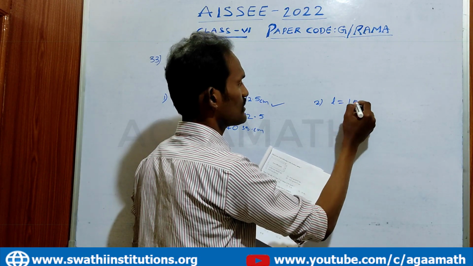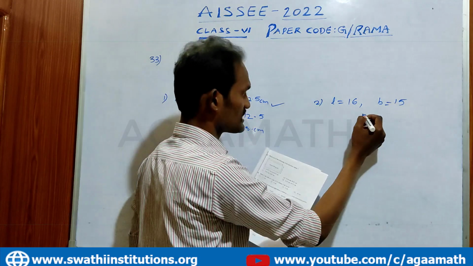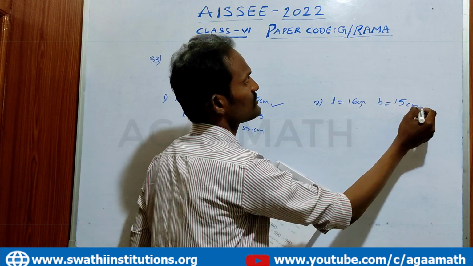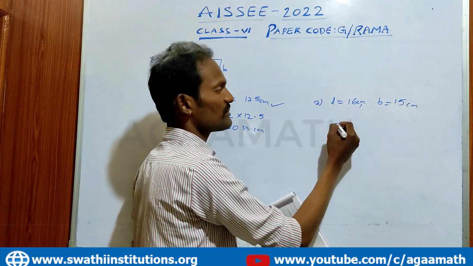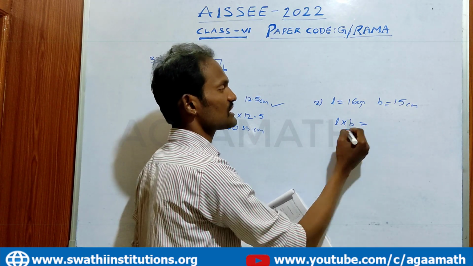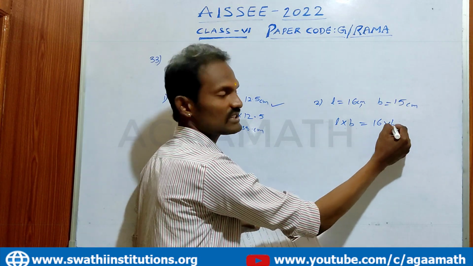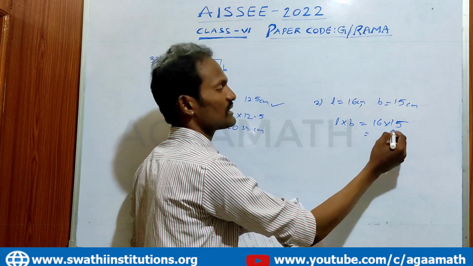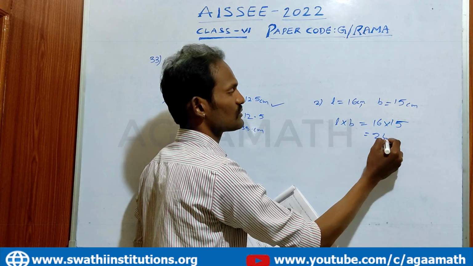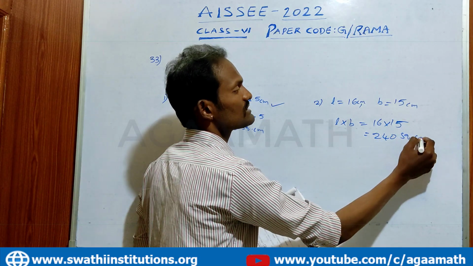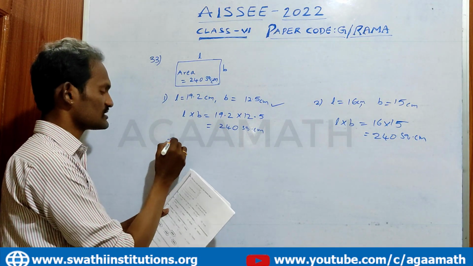They gave that L equals 16 and the breadth equals 15 centimeters. So area means length times breadth, which equals 16 times 15. So that would be 240. Yeah, this is also 240 square centimeters. Now I go to the next option, that is option 3.